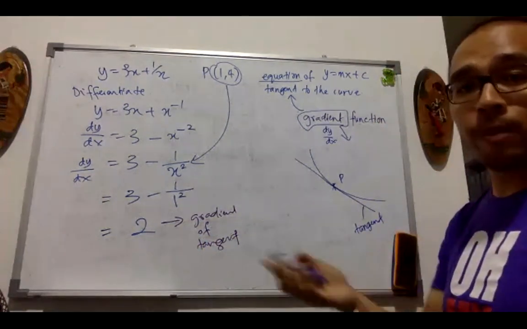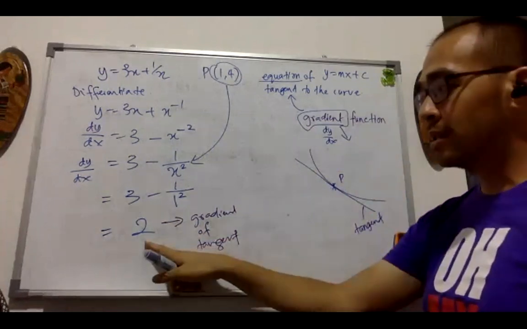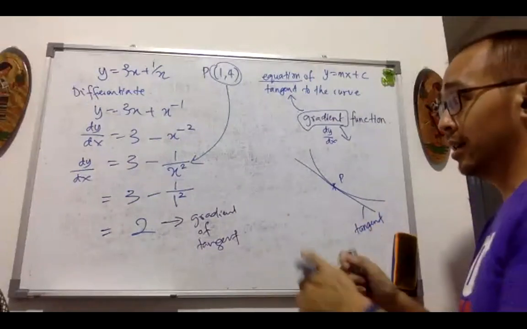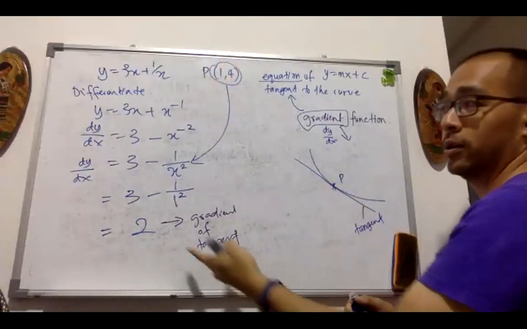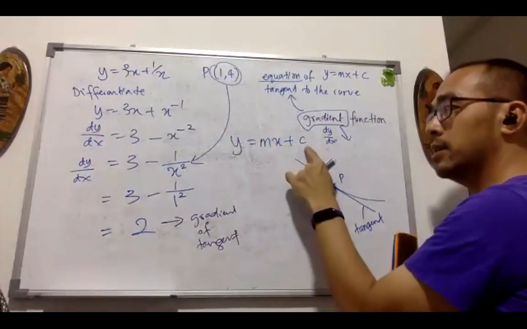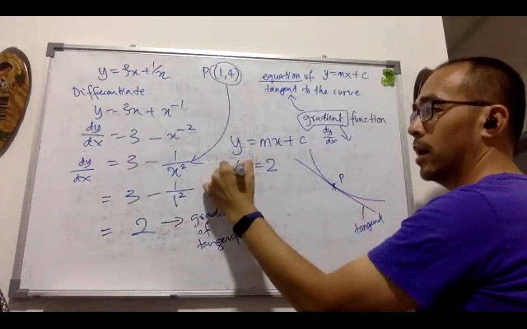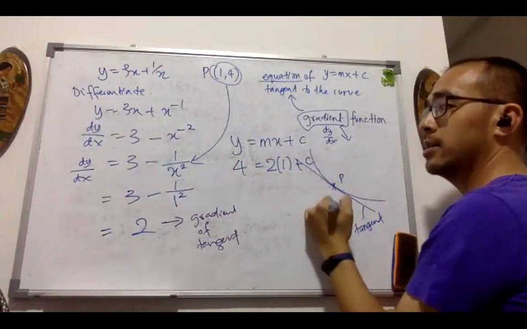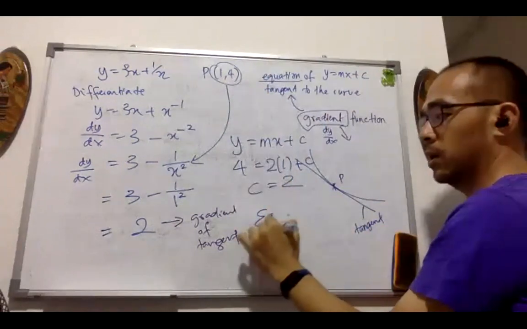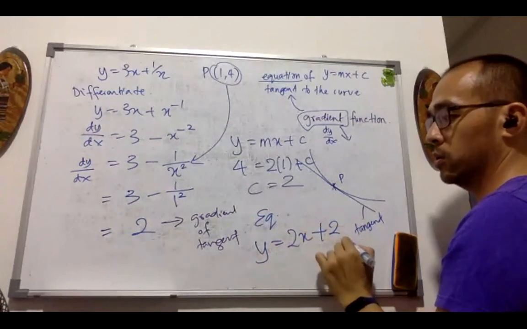Okay. And if you remember just now, in the earlier one, when we were doing question number 3, you have the gradient, and you have 1 point. You can figure out the rest already. The point is still the same, 1 and 4. The gradient is 2. y equals mx plus c. Can I find c? Can. Substitute the gradient 2, substitute the x and the y, 1 and 4, and then I can find c. c equals 2. So the equation of the tangent is y equals 2x plus 2.